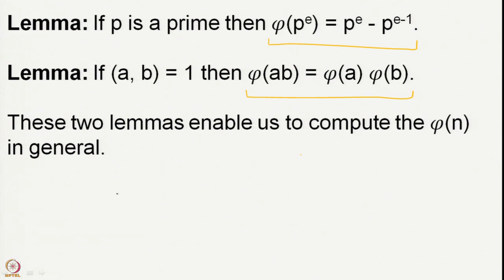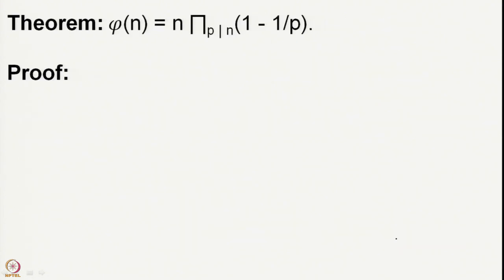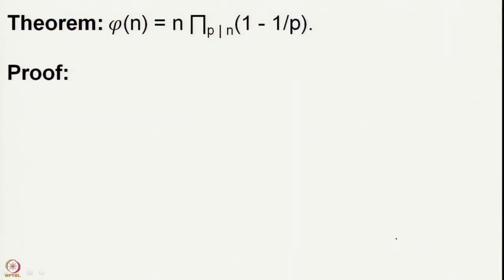So, these two lemmas enable us to compute the Euler phi function in general, and the way to go about that would be that you write n as a product of distinct prime powers, and after that we observe that we should have this property. This is how one would compute the Euler phi function in general. There is however one more formula which is quite useful, and it is quite easy. It tells us that the Euler phi function is n into the product of 1 minus 1 upon p, where p varies over the prime factors of n.